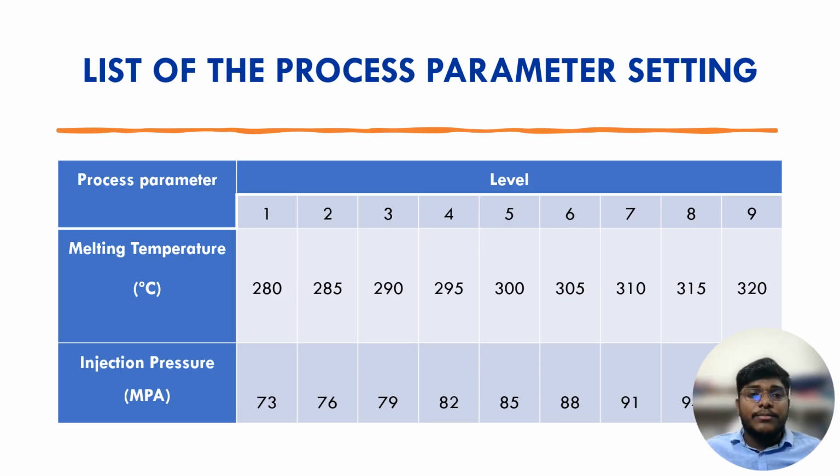This slide is about the list of process parameter settings. In this table, there are 9 levels of process parameter settings for both the injection pressure and melting temperature. The fifth level is the default setting for both parameters. The experiment is carried out based on the default parameter set, with 4 selected high melting temperature and 4 high injection pressure levels above the default, and 4 selected low melting temperature and 4 low pressure levels below the default melting temperature and injection pressure.